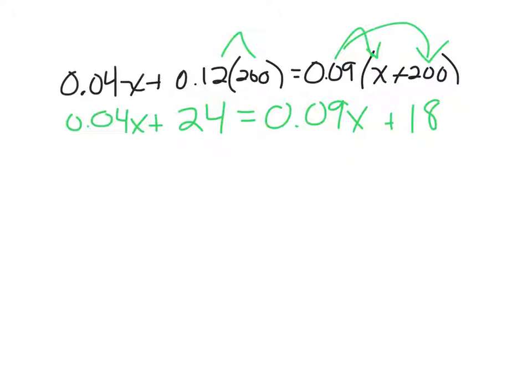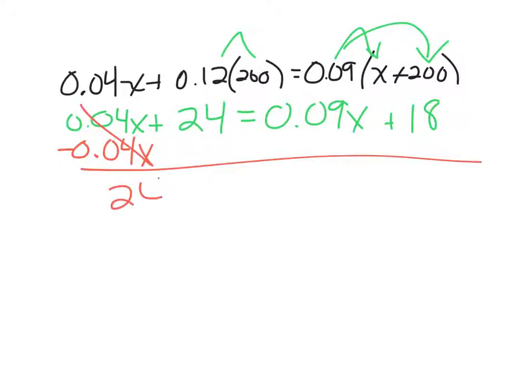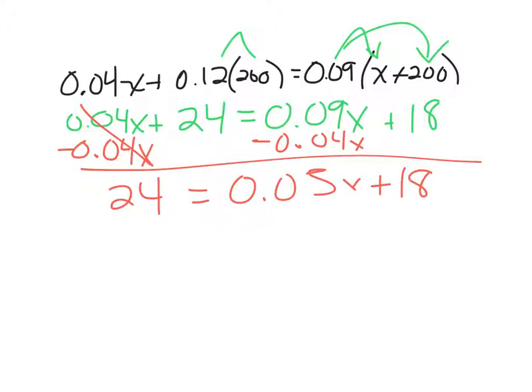So it would be fine if you chose to subtract 0.09 from this side and from this side. But I'm going to select to subtract 0.04 from that left side to cancel it out and leave me with just 24 over there on the left. Then doing the same thing on the right side is going to leave me with a positive number instead of a negative number. So I'm left with 0.05x plus 18.